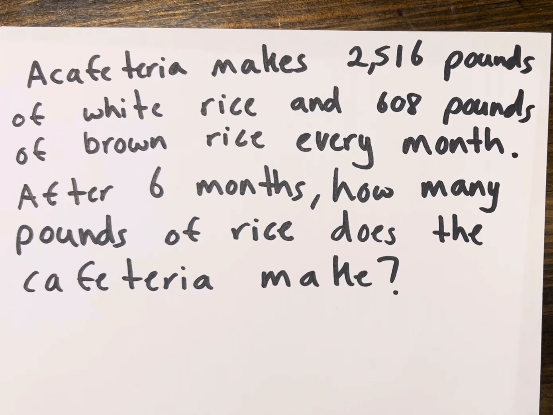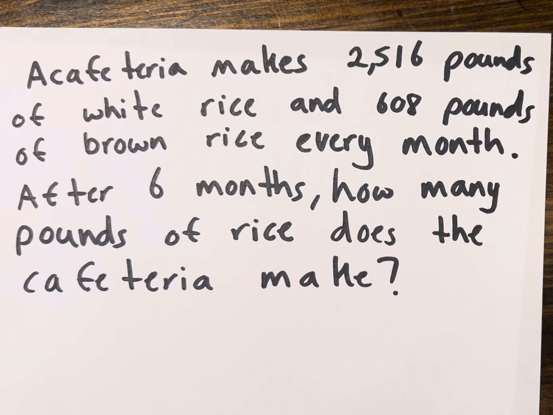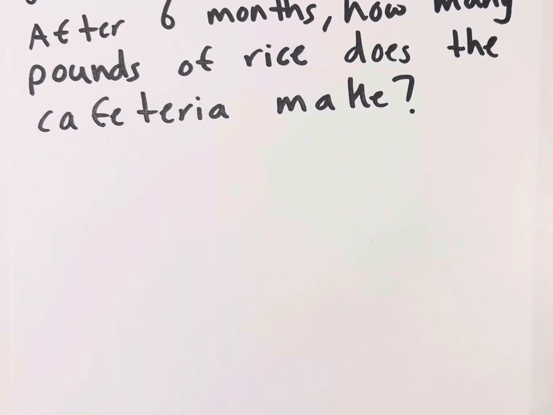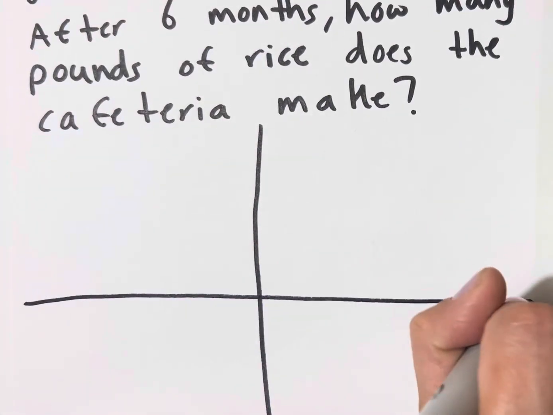A cafeteria makes 2,560 pounds of white rice and 608 pounds of brown rice every month. After 6 months, how many pounds of rice does the cafeteria make? This problem involves several steps to get to the final answer. I'm going to set my paper up by drawing one line down and one line across.